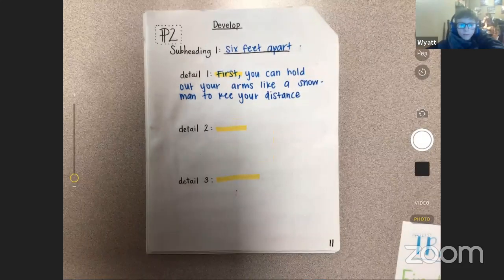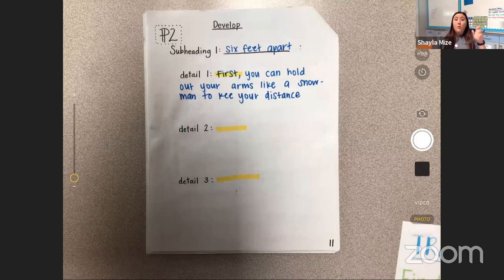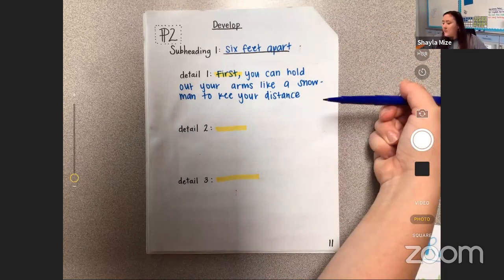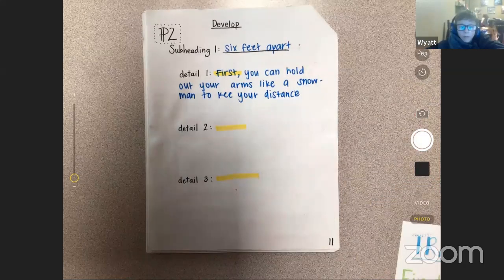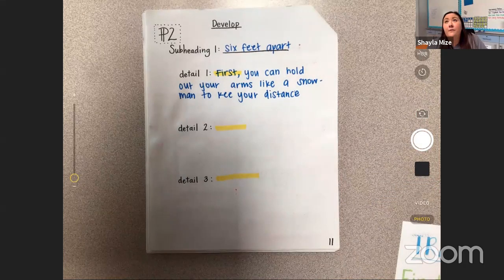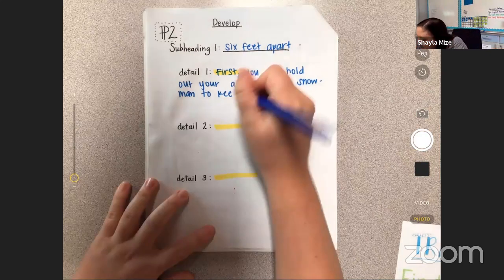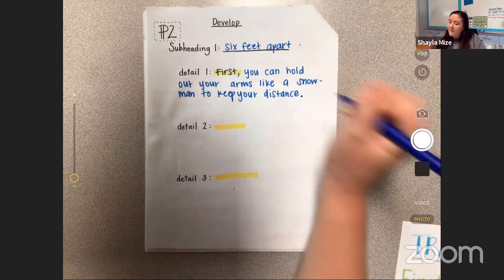So remember how a lot of friends I was telling you, remember that's going to be a detail. That's going to go inside of your subheading. This is what I'm talking about now. So you guys went back and changed your seesaws because I only wanted the titles of your subheadings. Now we're focusing on the details. Okay, so here's one detail. It is descriptive. I can describe, you could envision what it would look like as you read my paper, what it means to hold out your arms like a snowman and keep your distance. Okay, so there's my first sentence.